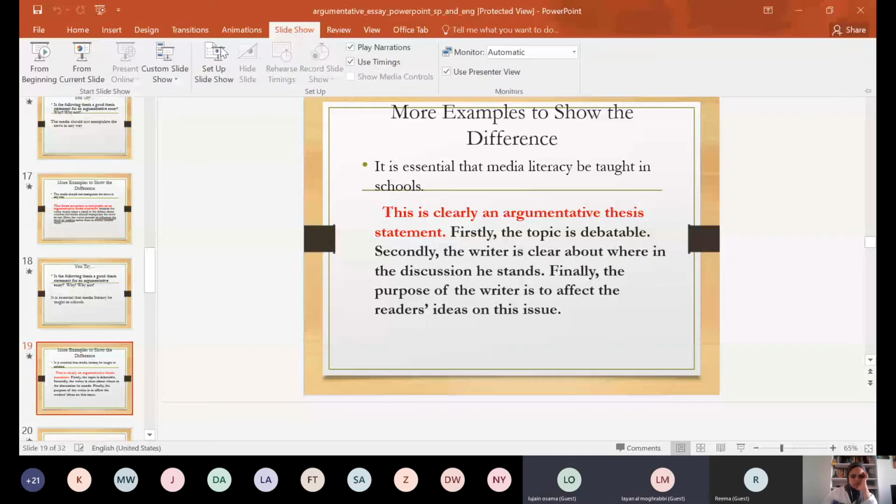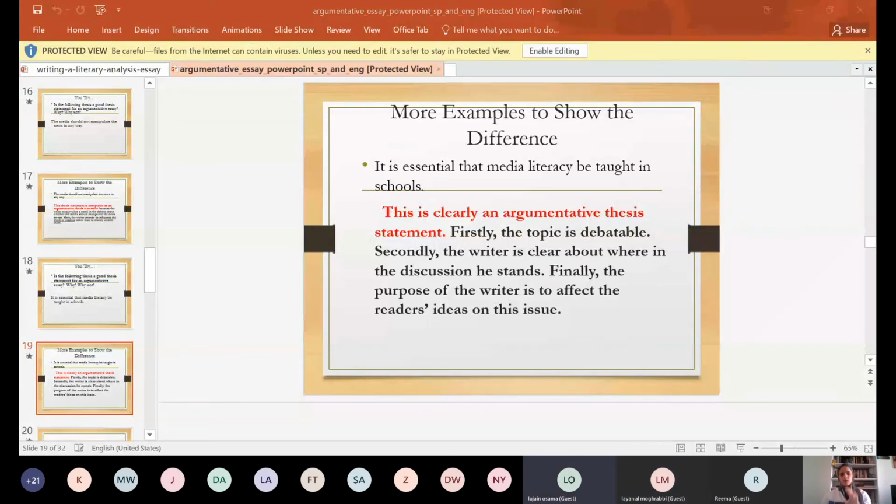No, Miss, we can't see the slide. Now we can see. Yes. So when I say it's essential that media literacy be taught in schools, it is controversial, guys.